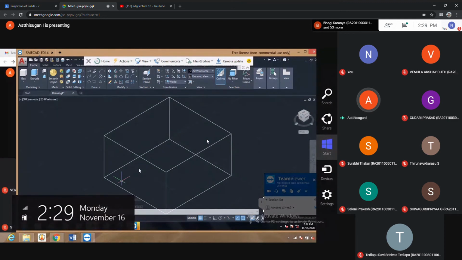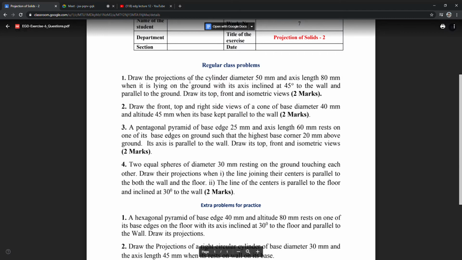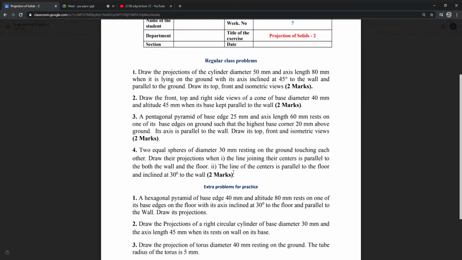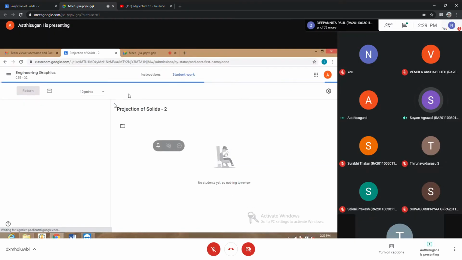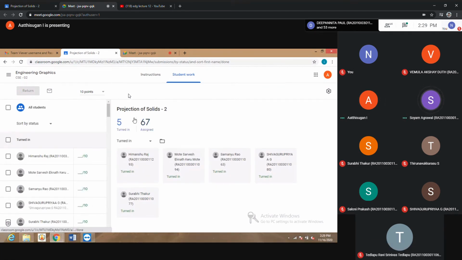So any doubt on the first question? We have found how to draw that position, the first position of that. Yes, sir. Which view do we select for the first question, front view, top view or side view? So first you have to draw the front view of the cylinder, then you have to change to the top view. Okay, sir.